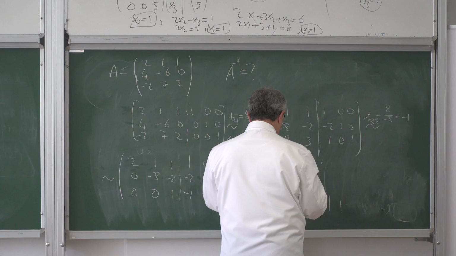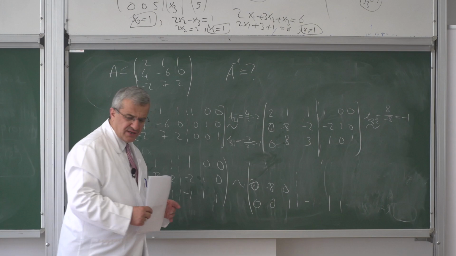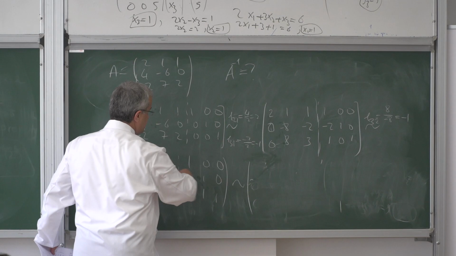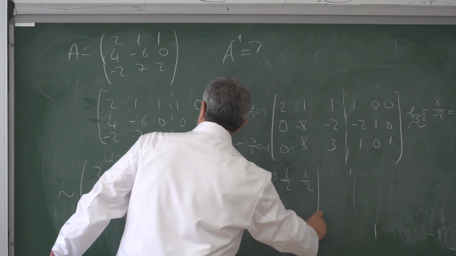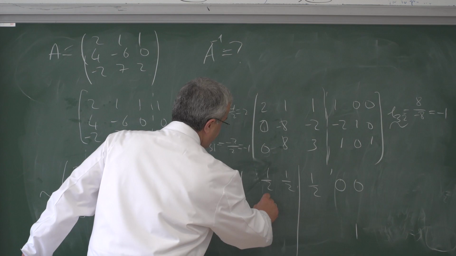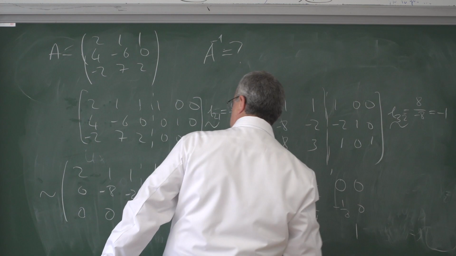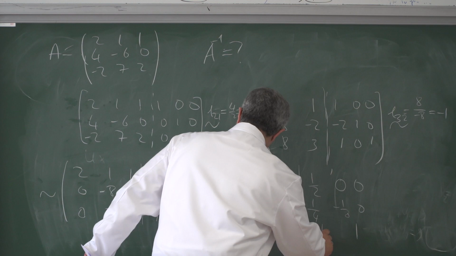What I did here in my notes, I first divided by 8, so let me do that so that what I have here, I don't get stuck on the blackboard. So let me do that, okay? If you divide all the rows, you divide the first row by 2, this becomes 1, 1 half, 1 half, 1 half, 0, 0, 0, 1 fourth, minus 1 over 8, 0, 0, 0, 1, minus 1, 1, and 1.